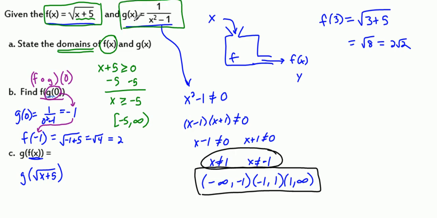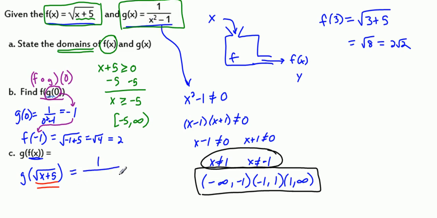If I had g of a, then I would just replace this by a, right? I would change all my x's to a's. If I had g of b, I would just replace this with b. So what I have down here is g of the square root of x plus 5, right? Whatever x you give g, it's going to square it, then subtract 1, and then divide 1 by it, right? So we're going to do the same thing down here.